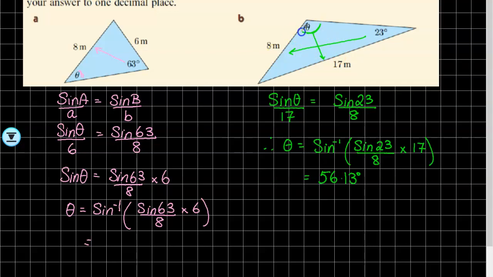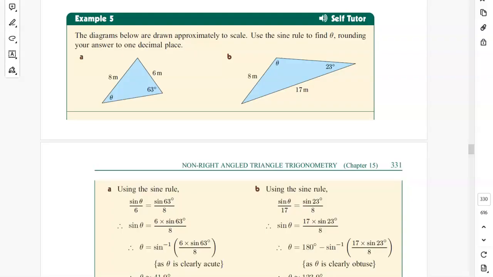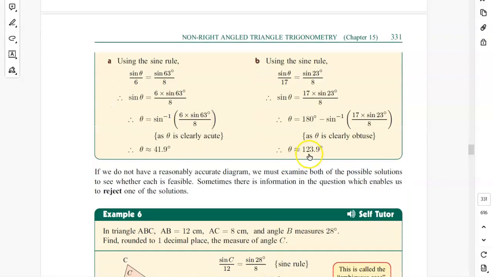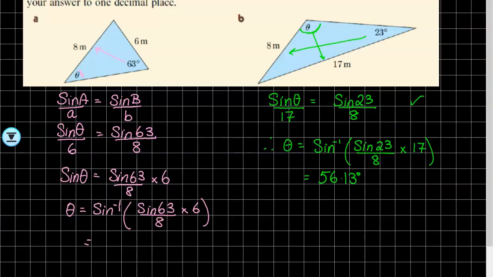Because we notice we're finding an angle, we start by going sine theta over 17 equals sine 23 over 8. Are we good with that? To get rid of the divide by 17, we times. That gives you sine theta, and to get rid of the sine, we inverse. We get this. All is well, but we check what the book had, and they had 123. Seriously? We got 56. What's going on there?